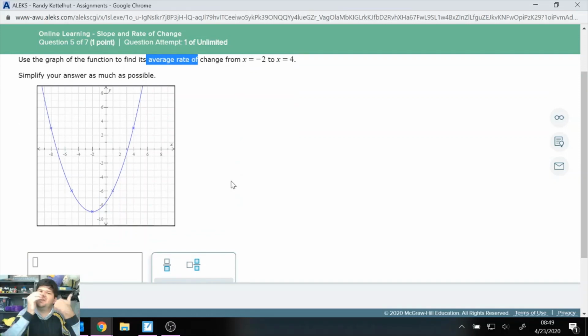This is something that I'm positive wasn't in the video. Average rate of change. Well, first you have to find how much it changes from negative 2 to 4. So let's start with that before we do average. If we look at negative 2, here's our negative 2 on the graph. And where is that at? Well, on my graph, it's at negative 9. So we have to keep that in the back of our head.